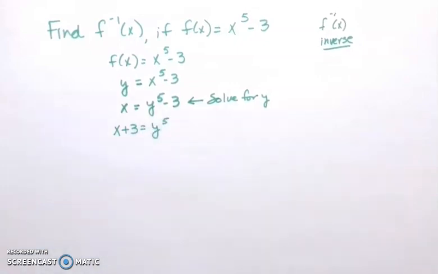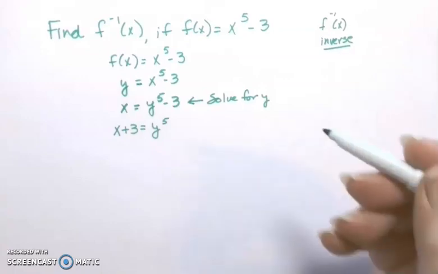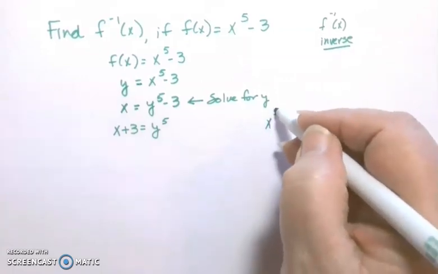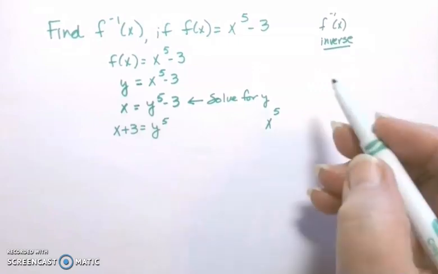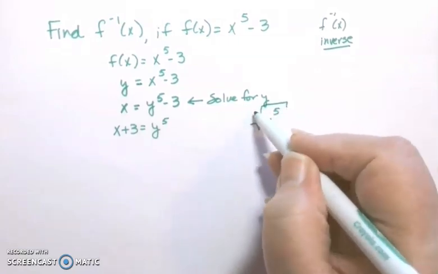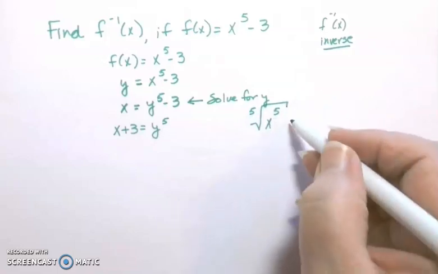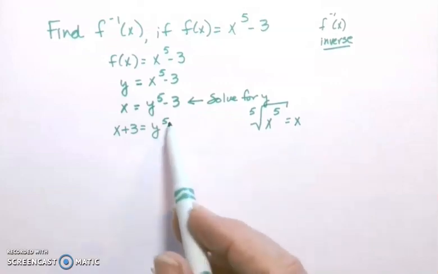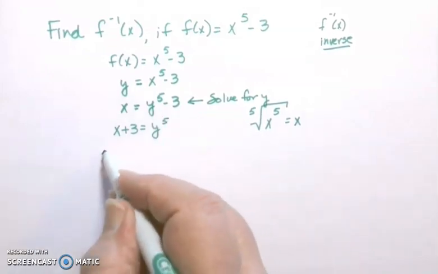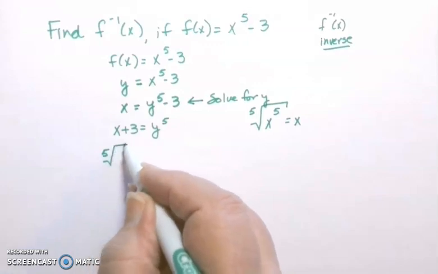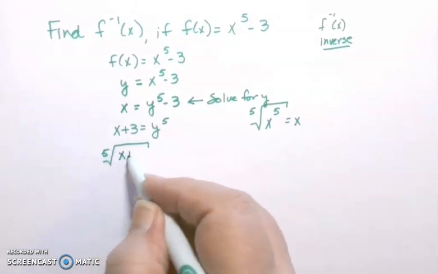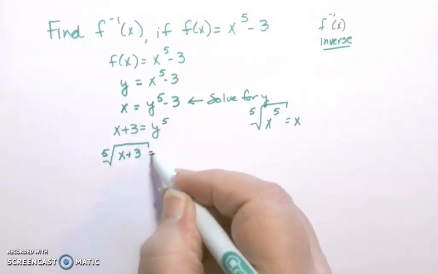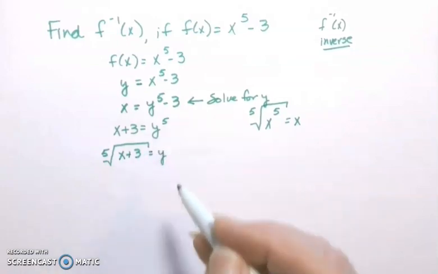And we know that raising something to a power, like raising something to the second power, is undone by taking the square root. Well, if you have x raised to a fifth power, to undo that, you take the fifth root. So the fifth root of x to the fifth will give us x. So since we've got y to the fifth power, we take the fifth root of both sides. So that means something times itself 5 times would give us x plus 3. And the fifth root of y to the fifth gives us y.